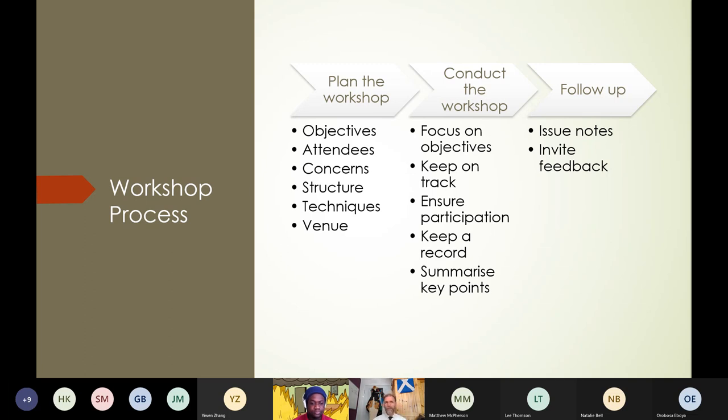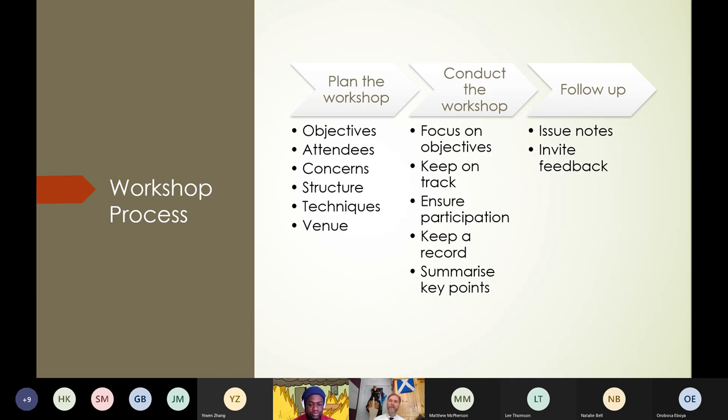Then you conduct a workshop. And it's important to keep on track. People will talk. You'll always have people who will talk. Unfortunately, you'll also have people that want to talk about anything but what you want to talk about. So make sure you keep people on track. At the other end of the spectrum, you have the people who absolutely, definitely, positively do not want to talk. But they actually may be the people that have the most insight into what you need. So make sure you get everybody to participate.